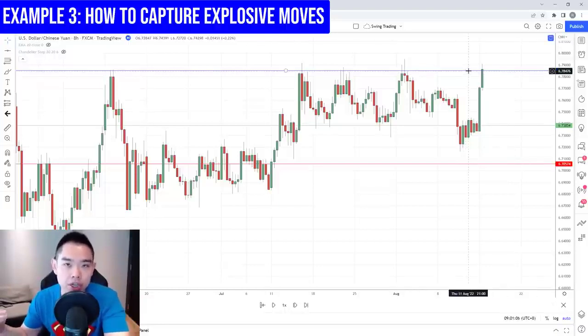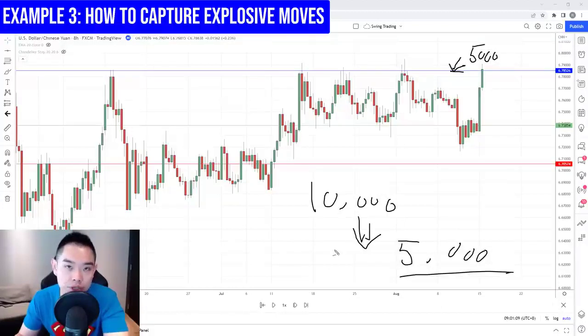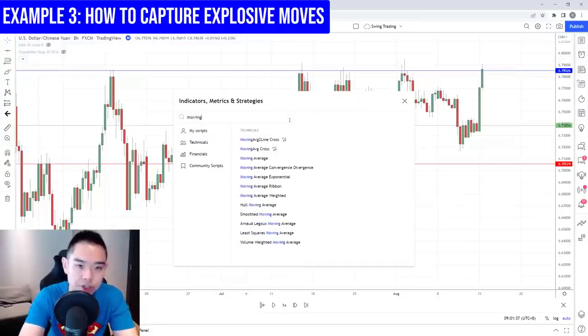So how can you manage the trade on the remaining half of your position? Let's say, for simplicity's sake, you buy 10,000 units of dollar against the Chinese yuan. You sell 5,000 units at this high over here. So you take profits, and what's left is the remaining 5,000 units on this currency pair, dollar against the Chinese yuan. How can you manage this trade on the remaining 5,000 units that you are long? What you can do is trail your stop loss. You can use something like the 50-period moving average. So for example, you just go to moving average.